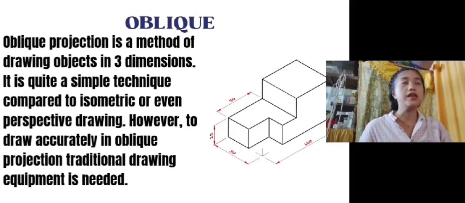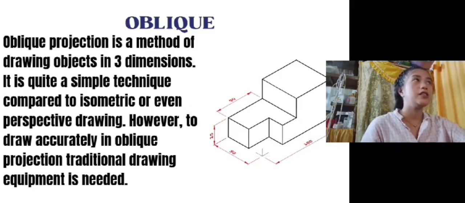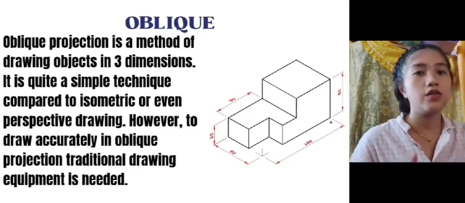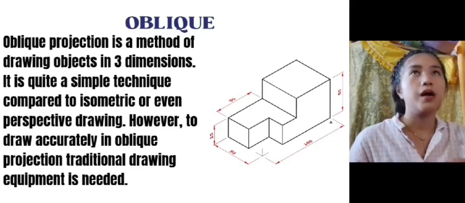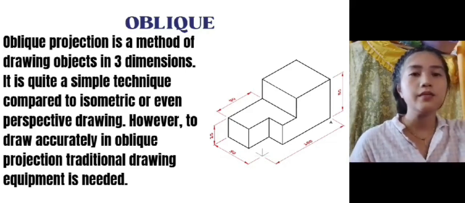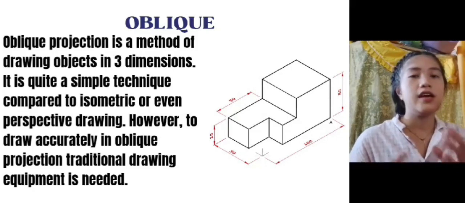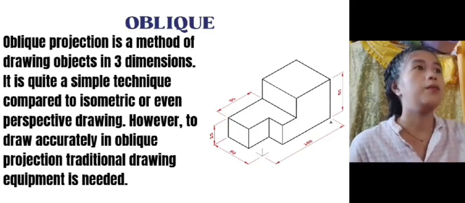Next, we have the oblique. Oblique projection is a method of drawing objects in three dimensions. It is quite a simple technique compared to isometric or even perspective drawing. However, to draw accurately in oblique projection, traditional drawing equipment is needed. Just like rulers, T-squares, and pencils, those are what we need when we draw an oblique drawing because it has different measurements here.